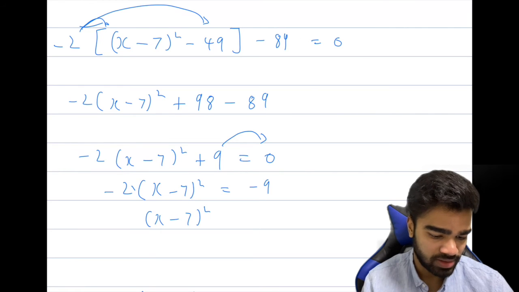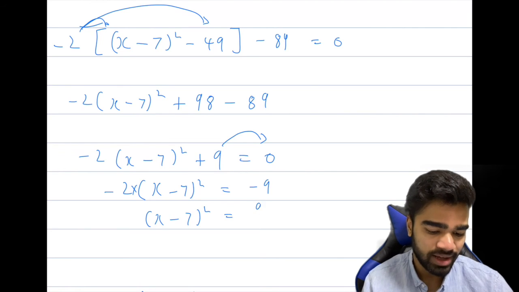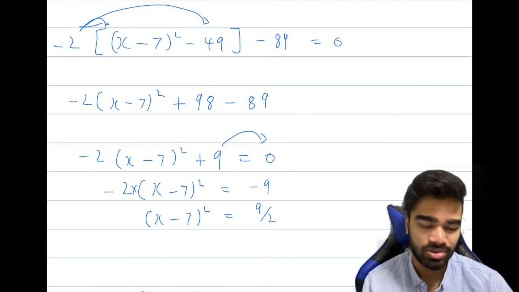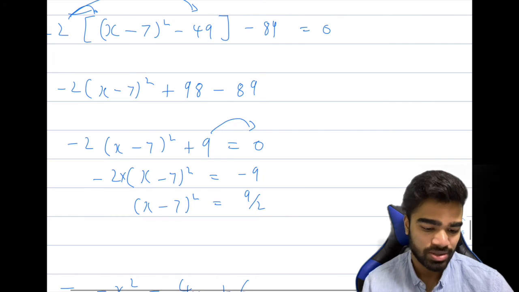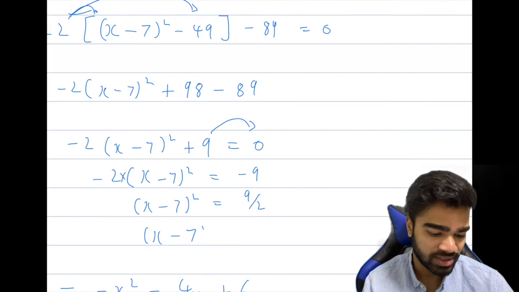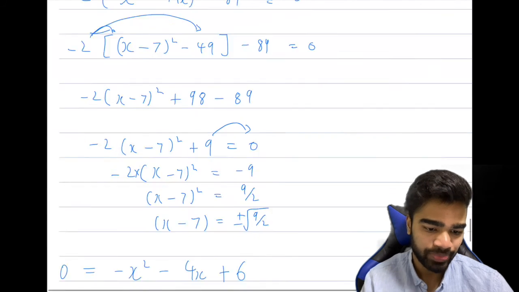Negative 2 is multiplying, so divide, and pretty much what you're going to end up with is 9 over 2, because negative 9 divided by negative 2, cancel out the negatives. So now you need to square root both sides, so x minus 7 is equal to plus or minus, every time you square root, the square root of 9 over 2, like so.